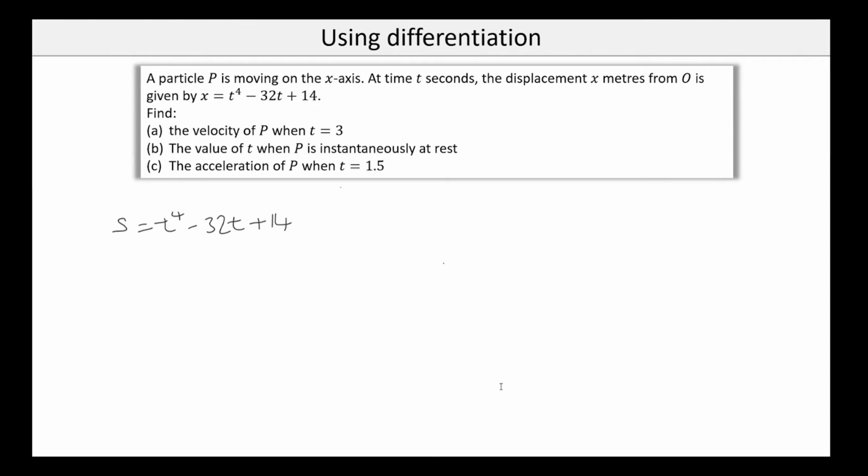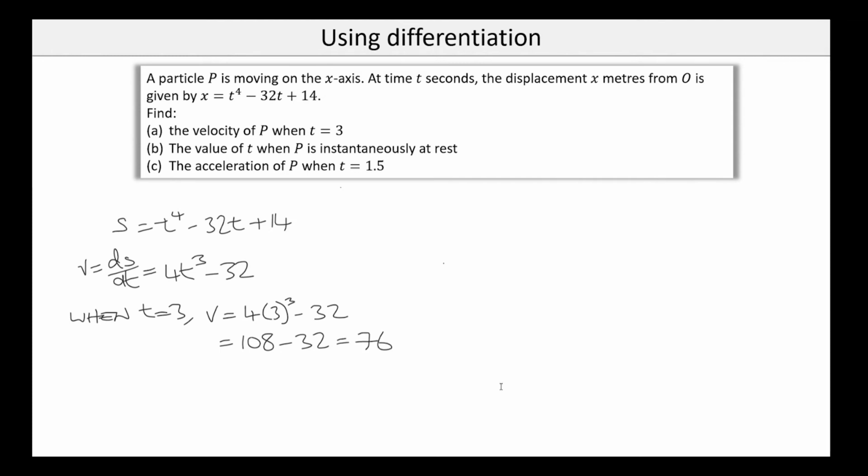We're first asked to find the velocity of P when t equals 3. So the first thing is actually to find the velocity function. Well, velocity is the rate of change of your displacement, so we can differentiate our displacement function. That gives us 4t cubed minus 32. This is what we're going to use for questions around velocity. So when t equals 3, let's do our substitution. When t equals 3, we get a velocity of 76. And that'll be 76 meters per second.